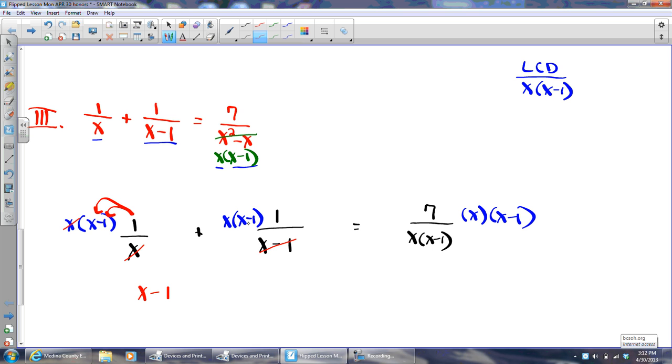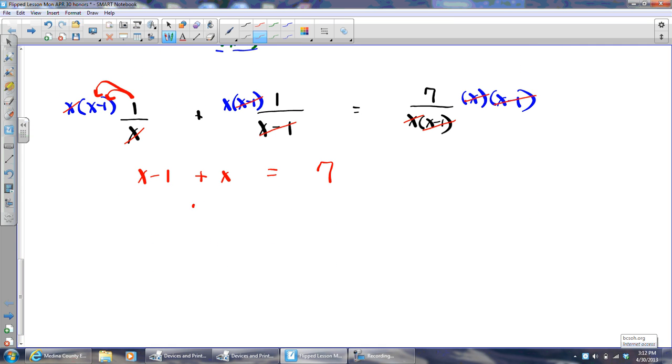Here the x minus 1's will cancel. 1 times x is x. And then over here, the entire denominator will cancel out, leaving me just a 7. On the left-hand side, I'll combine like terms. I'll add 1 to each side, and I'll get 2x equals 8. I'll divide by 2, get x equals 4.